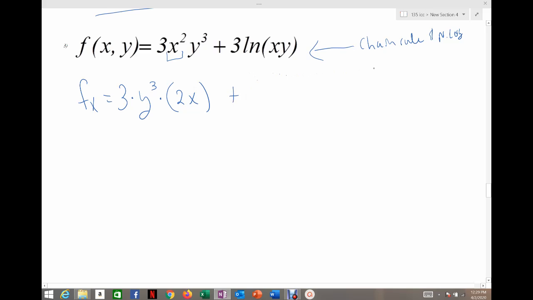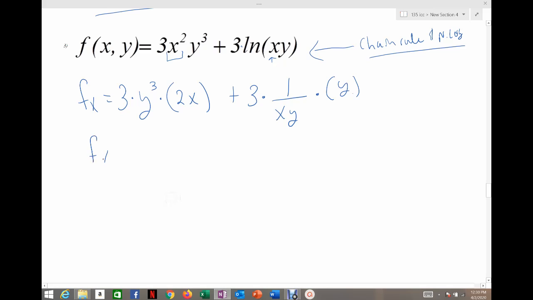Alright, now the second piece is where I'm going to have to use my log rule and my chain rule. 3 is just a constant multiplier, it comes along. The derivative of the natural log is 1 over the function inside, so 1 over x times y. But remember, chain rule, I'm not done yet, then it's times the derivative of the inside part. I'm taking the derivative of the inside part with respect to x. So the derivative of x is 1. The y is a constant multiplier, it comes along. And so the derivative of xy with respect to x is y. It would technically be y times 1, but we just write down y.